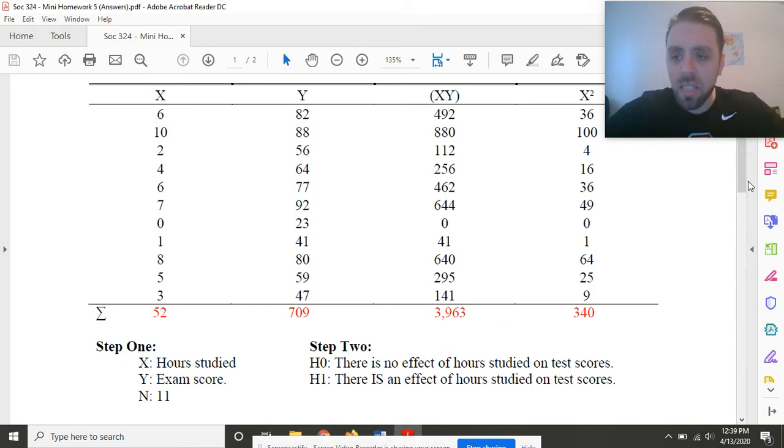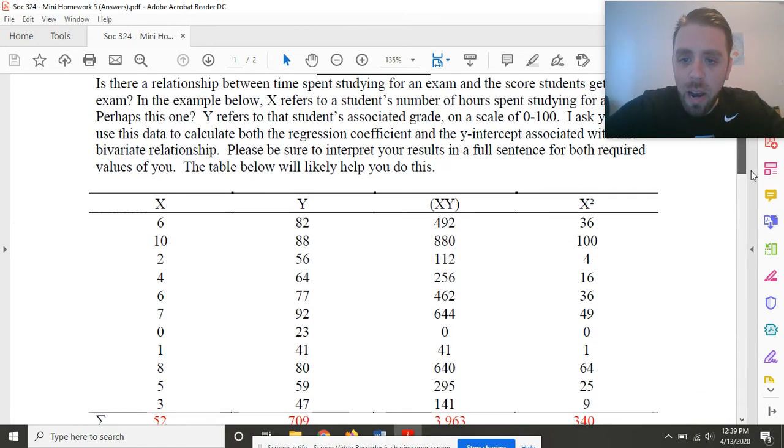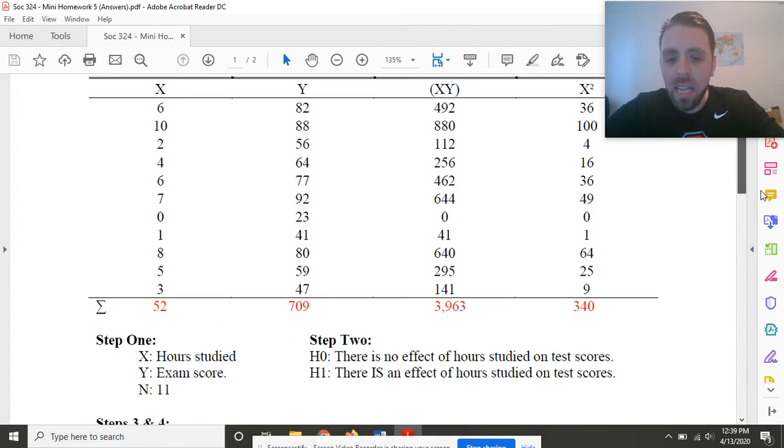Now, as far as hypotheses, let's go back and read the question. Is there a relationship between time spent studying for an exam and the score students get on that exam? Now, it's very easy to hypothesize that, okay, clearly we all want to believe that the more time you spend studying, the better you can expect to do on an exam. But the question doesn't ask you for a direction. I want to be very clear about that.